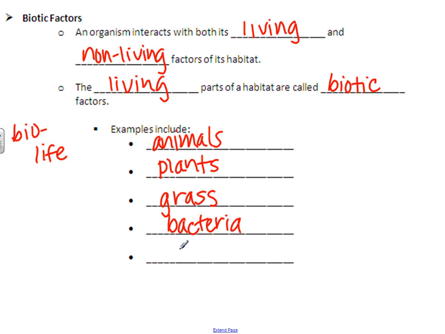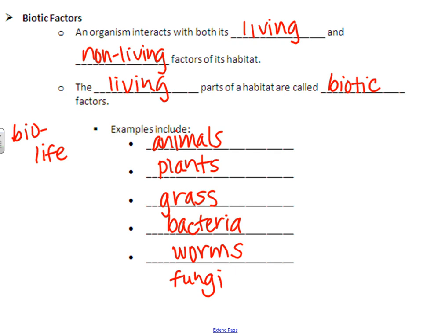And worms, just to make sure that you know that because they're in dirt, but worms, that's a biotic factor. And then also if you want to add on there, fungi, like mushrooms. Okay, fungi. So those are all biotic factors.